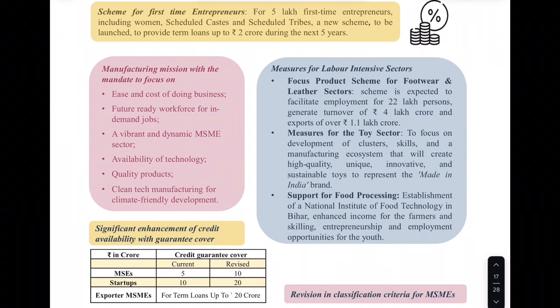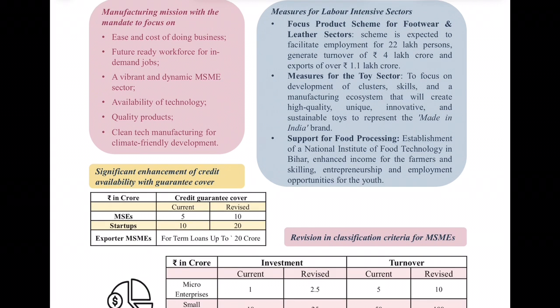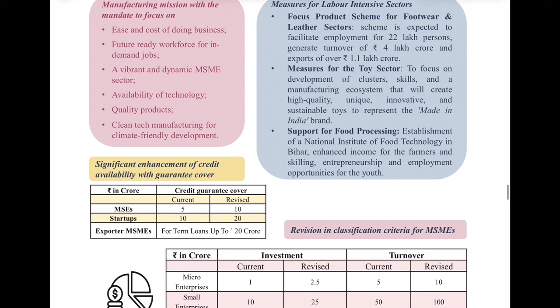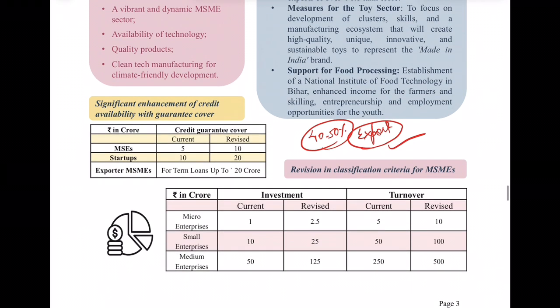Now, similarly, one of the most important things, because MSME is the growth engine, they are very important because they constitute one of the largest sectors of employment and also around 40 to 50% contribution to export. Okay, so here is the credit guarantee cover, which has been increased for MSME from 5 to 10 crore, for startups from 10 to 20 crore, and for exporter MSME term loans up to 20 crores.